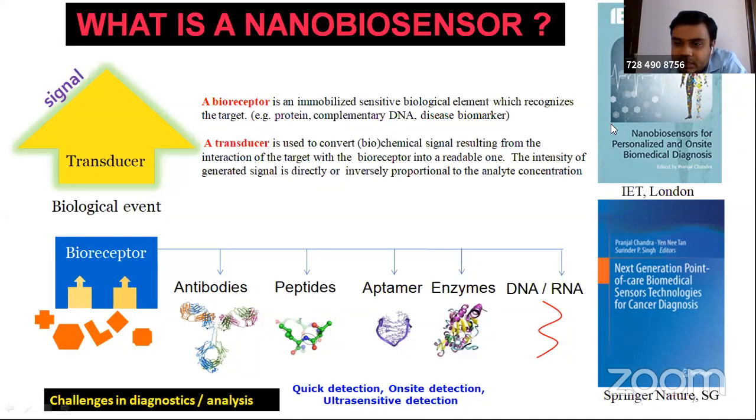There are two major things which are present in any biosensor system. The bioreceptor, as I said earlier also, and the transduction system. Basically, it's a biochemical signal resulting from the interaction of the target molecule, right? So these are the basic components of any biosensor.